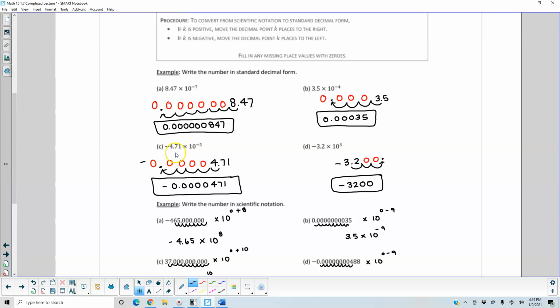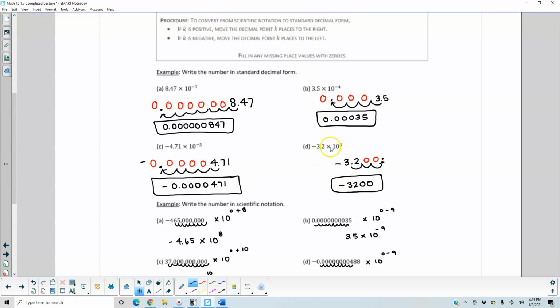Next, we have negative 4.71 times 10 to the negative 5th. So we're going to write down 4.71, and since it's negative 5, we're going to move to the left 5 places. So we move over 1, 2, 3, 4, 5, and have our decimal point. So it becomes negative 0.0000471.